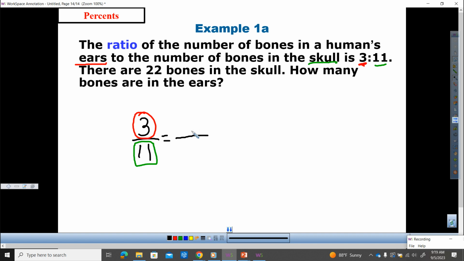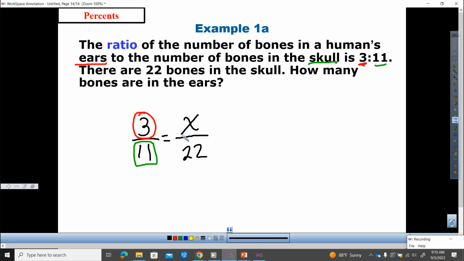Ethan. Close. Which is the color for the skull? The green, so we're going to write 22 on the bottom. So what do we write on the top, Mr. Q? We write the letter X so we can solve our proportion.